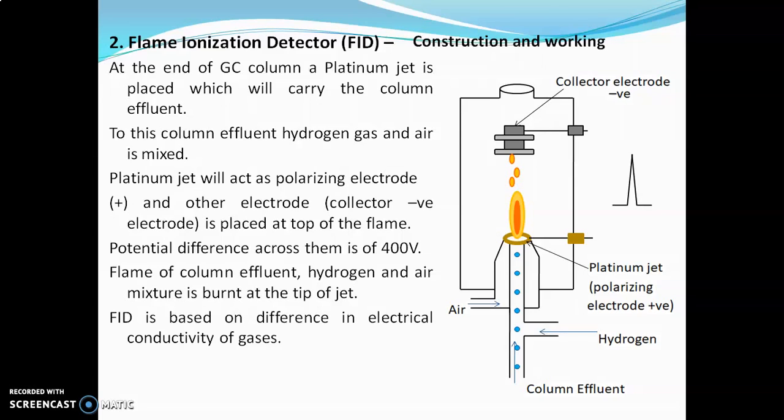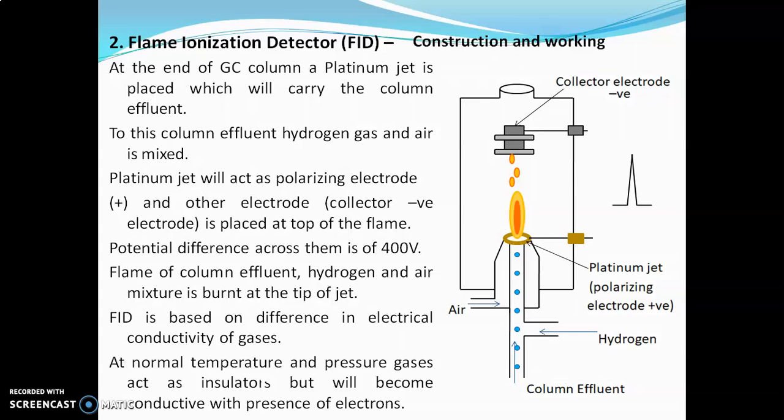Flame ionization detector is based on the difference in electrical conductivity of gases. At normal temperature and pressure, gases will act as insulators, but they will become conductive in the presence of electrons. So this is the principle of flame ionization detector. Now we'll see advantages and disadvantages.